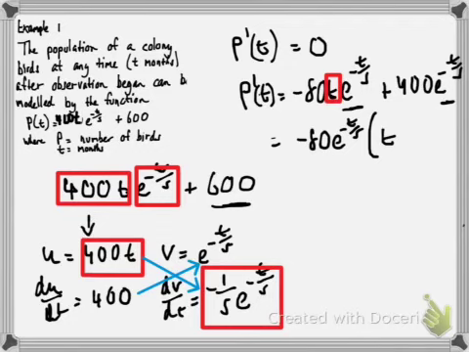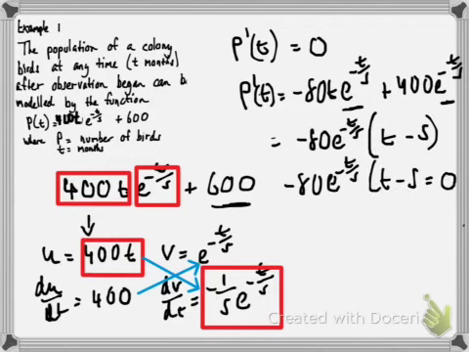If we take that out, over here we've got negative 80 into 400 is negative 5. So we've got minus 5. Now we've got to make that equal to 0. So let's do that. Negative 80 e to the power of neg t on 5, t minus 5 equals 0. Now one of the obvious solutions to that is t equals 5 from the bracket there. So that's no problem.